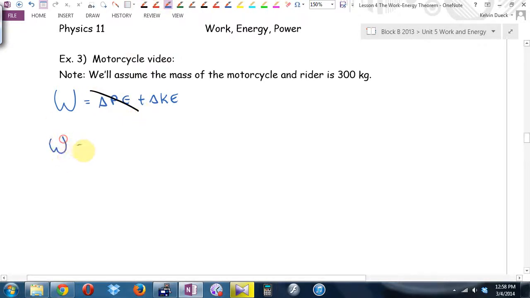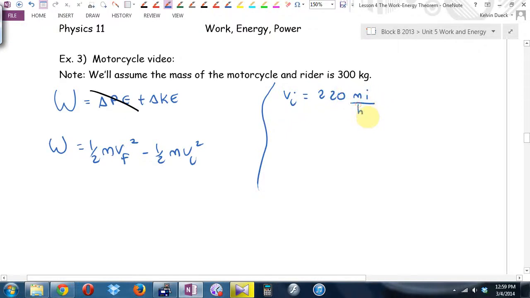The amount of work is going to be a half m v final squared minus a half m v initial squared. We're going to need to do some unit conversion here. What was v initial in miles per hour? Do you remember? Okay, we saw 220 on the speedometer. Miles per hour.